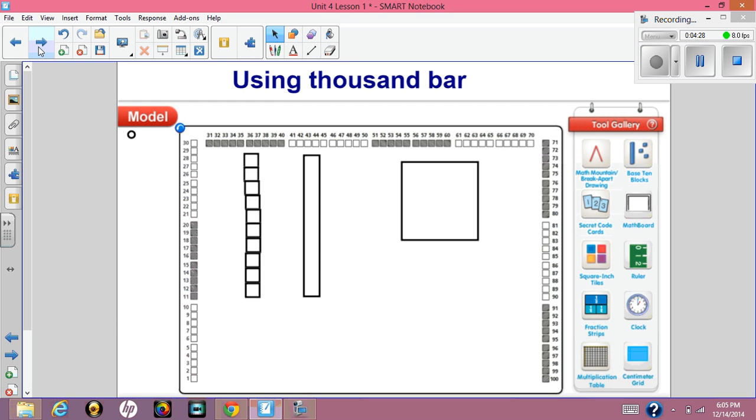Now let's look at the 1,000 bar. What we've done with the 1,000 bar is, here's our 100 box. We've taken 10 100 boxes and put them in a line. And we have used, to simplify this, a long, narrow bar called the 1,000 bar to represent the 10 100 boxes, which equals 1,000.